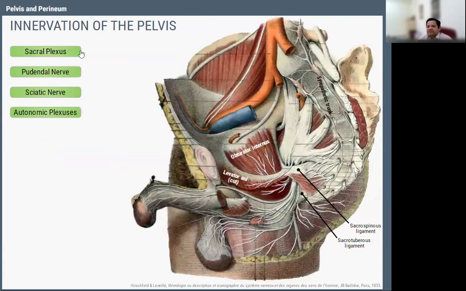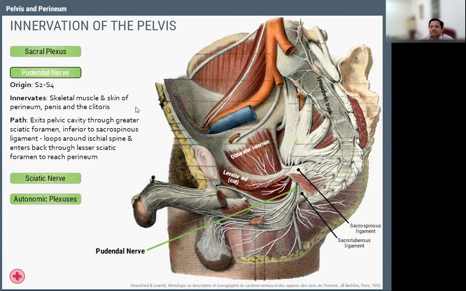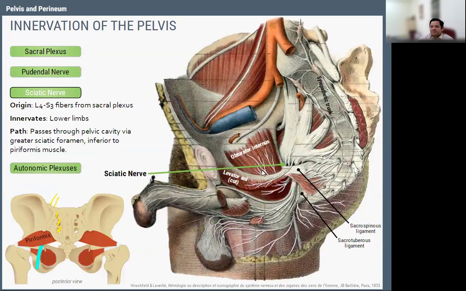Next, talking about innervation. You can see there is a plexus called the sacral plexus, which is L4 to S4. Then the pudendal nerve comes from S2 to S4, and it supplies the perineum, vulva, and clitoris. Then there is the sciatic nerve, the biggest nerve, which goes to the lower limb also. It passes through the greater sciatic foramen, inferior to piriformis. So inflammation or disease here is called sciatica.